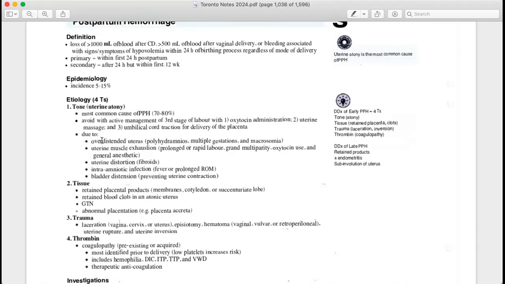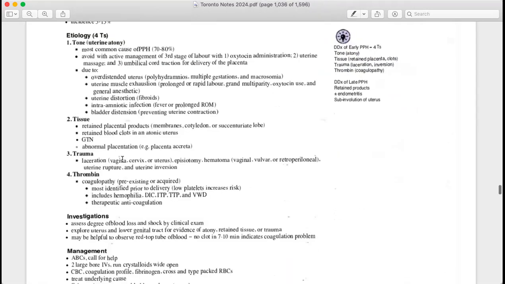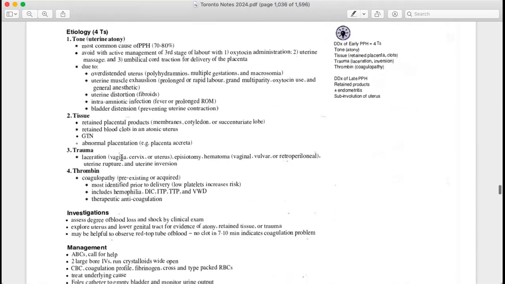Now more due to over distended uterus, polyhydramnios, so that's why uterine muscle exhaustion, uterine distortion, intraamniotic infection, and then bladder distension. These are the things that can lead towards the uterine atony. Then tissue, retained placenta, because if the mother has already delivered the baby and the placenta, but you did not make sure that the placenta is already out, that can also lead towards the postpartum hemorrhage. So laceration, episiotomy can also, because trauma is one of the things.